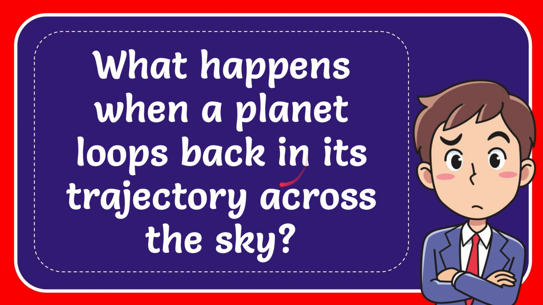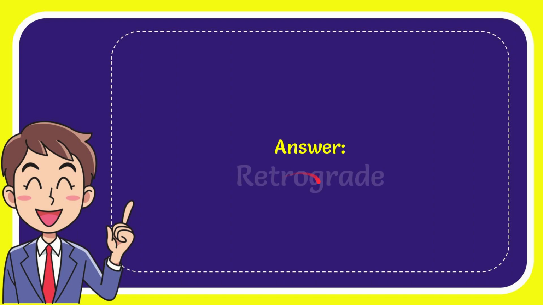In this video, I'm going to give you the answer to this question, and the question is, what happens when a planet loops back in its trajectory across the sky? Now I'll give you the answer to this question, and the correct answer for the question is retrograde. What is the answer for the question?